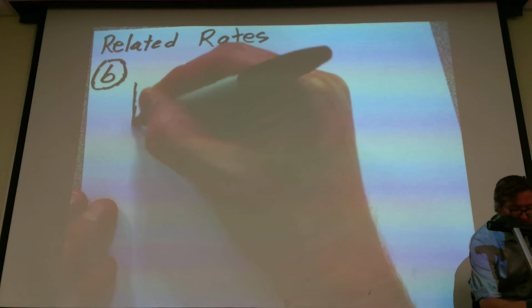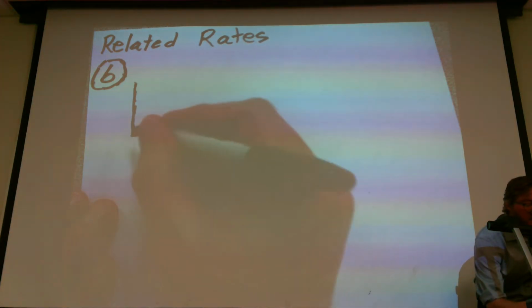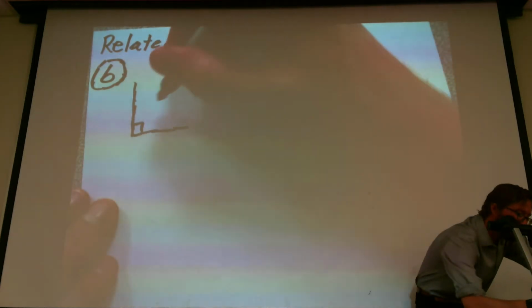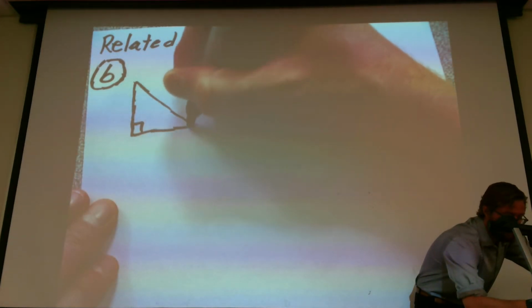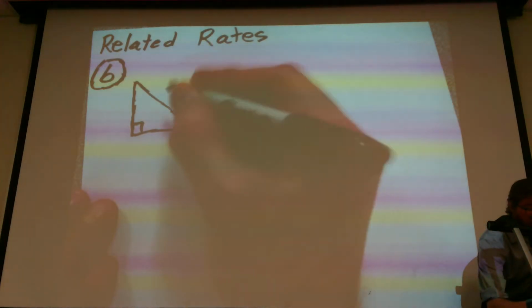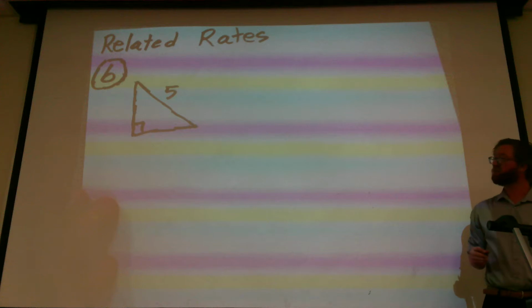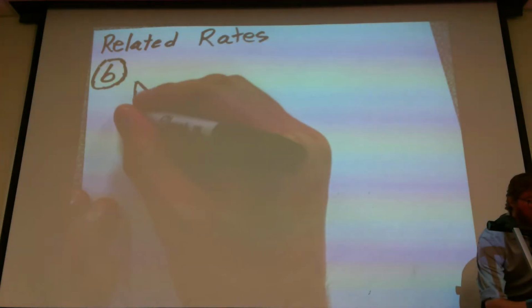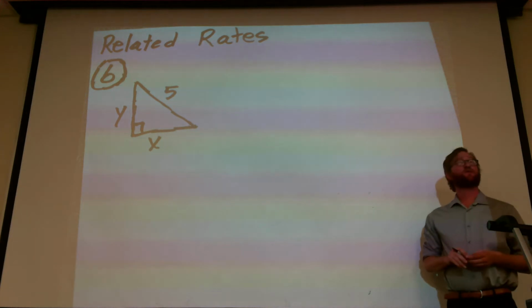Okay, well, if it's leaning against a wall, it's going to form a right triangle. And the ladder is going to be 5 feet long, and let's just give these directions an x and a y value.